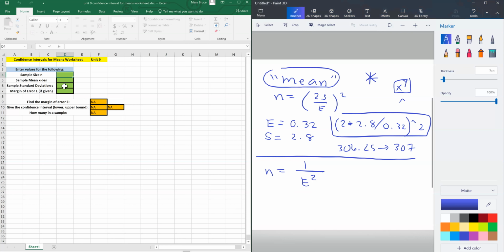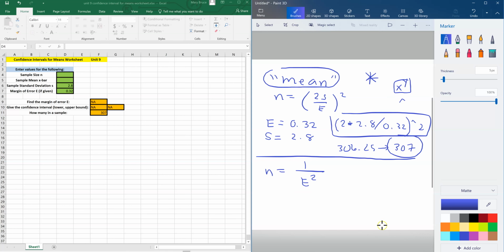But we will have to type in the standard deviation, which was 2.8. And then margin of error is desired as 0.32. You put that in. And then I'm going to press enter. And notice there's my answer at the bottom in the orange box. How many in the sample? I would need 307. That agrees with what we got by hand. That's how quick and easy it would be if you use the worksheet. Okay, but totally your choice. I showed it both ways.